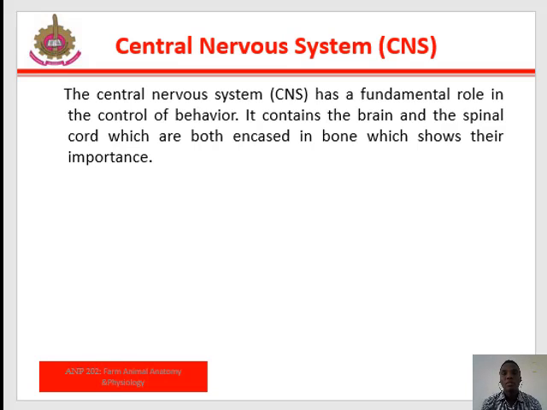Central nervous system. The central nervous system has a fundamental role in the control of behavior. It contains the brain and the spinal cord, which are both encased in bone, which shows their importance. Both the brain and the spinal cord receive signals from afferent neurons and send signals to muscles and glands through efferent neurons. The brain is the body's control center. The central nervous system has various centers located within it that carry out the sensory, motor, and integration of data.